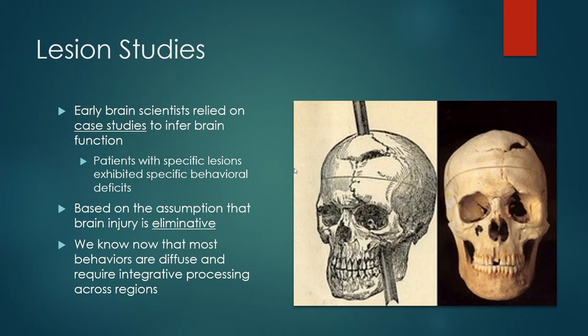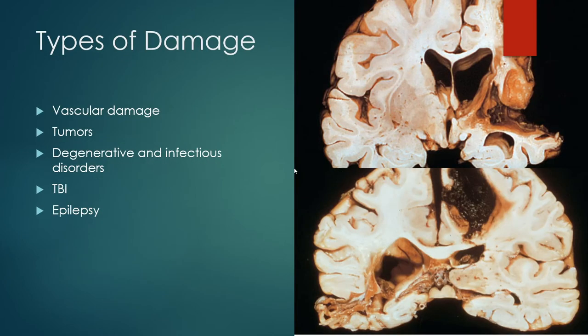So, this was Phineas Gage, the rod through his head, his personality changed. They assumed that this part of the frontal lobe was responsible for those personality traits. You have patients like HM that had damage to the temporal lobe and had really bad memory deficits. So these are the different types of damage.